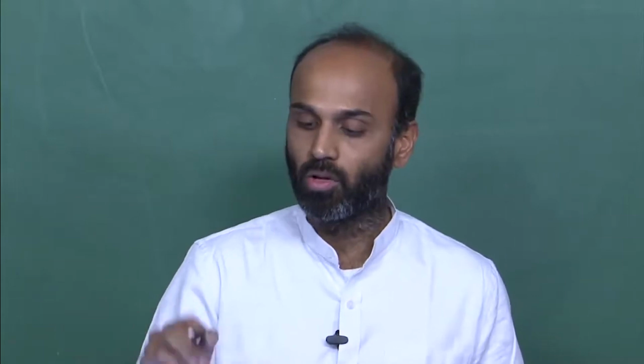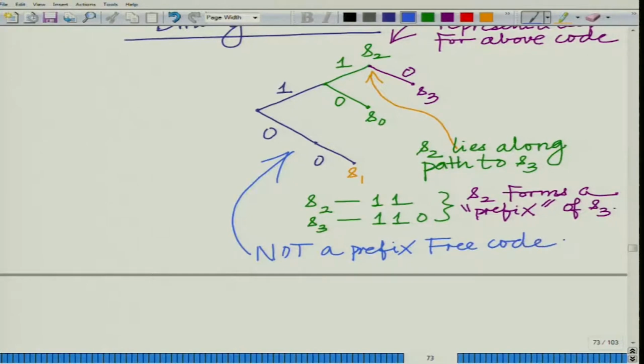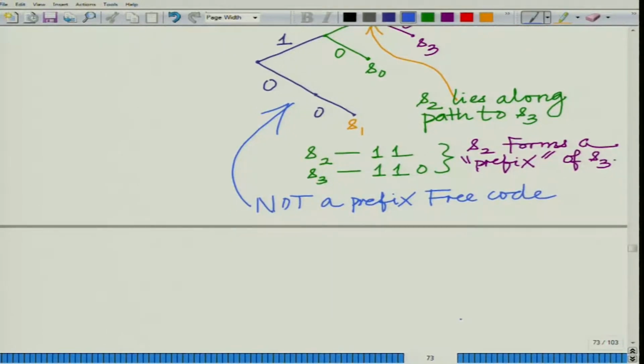Thus, we can see that in this binary tree representation of the code, the node S2, which represents the code word 1 1, lies along the path to the code word for S3, which is represented by 1 1 0. Therefore, this is not a prefix free code, because S2 lies along the path to S3.